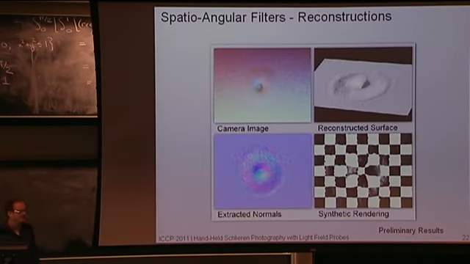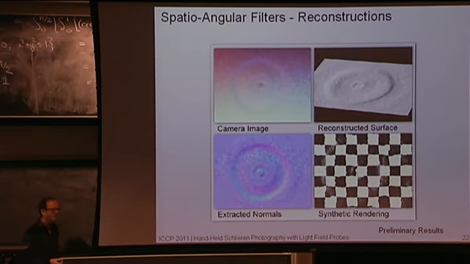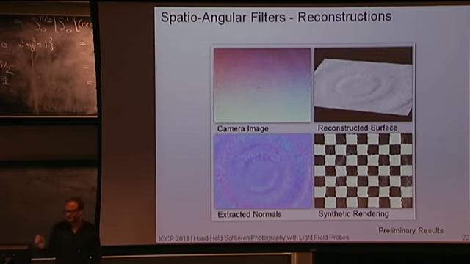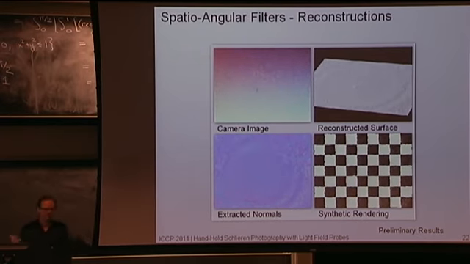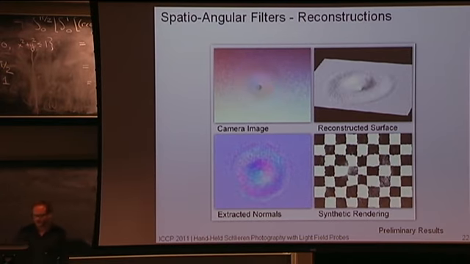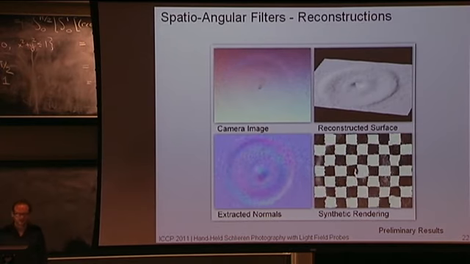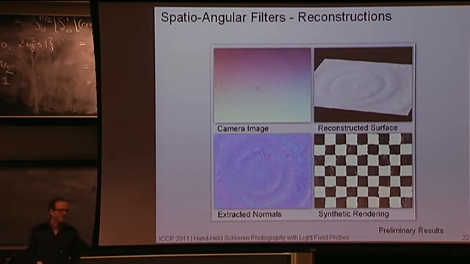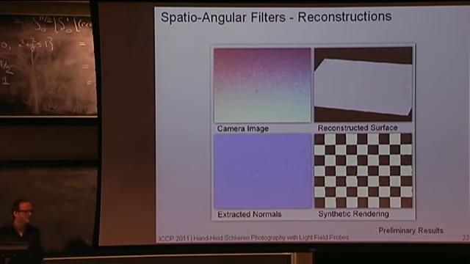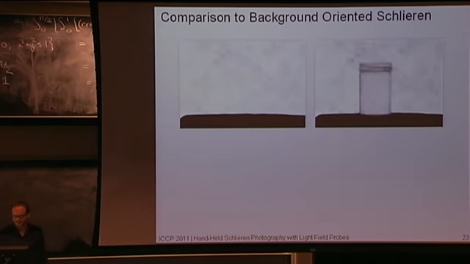And since this is a single image technique, we can also do that for dynamic media, such as a water drop being injected into a water surface here. On the upper left, you see the camera images. On the lower left, the extracted gradients, and then this can be integrated to get the surface, which can subsequently be used for rendering. But again, these are preliminary results that aren't actually in the paper.